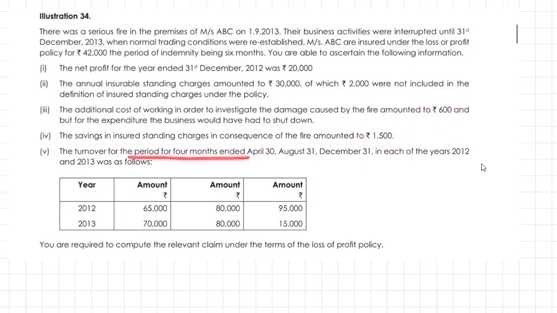चलिए. The turnover for the period of 4 months ended 30th April, 31st August, 31st December in each of the years 2012 and 13 are as follows. 4 month है ना तो 12 months करके. You are required to compute the relevant claim under the terms of loss of profit policy.